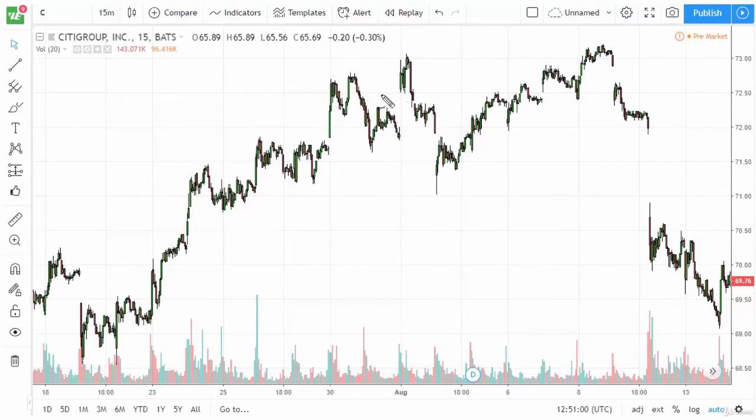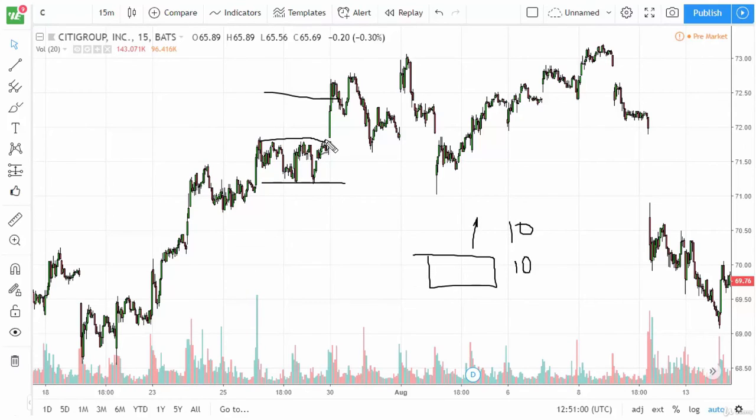Sometimes, if you don't really have a target, let's just say you don't up here, you can take the size of the pattern itself, extrapolate that. So 1 for 1, just like you would with a rectangle or something like that. If this is $10, for example, then your target is $10 on a breakout. It's treated the same way.